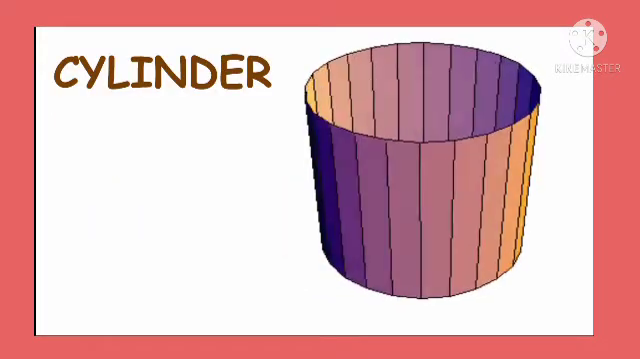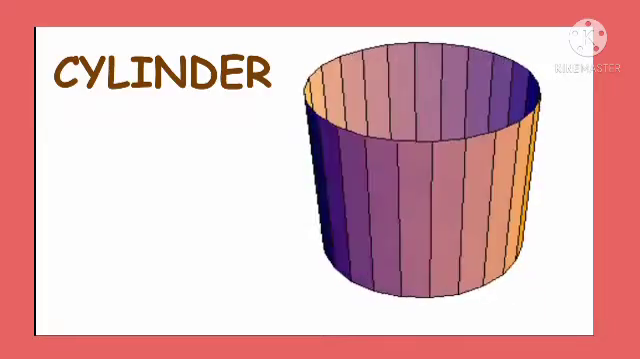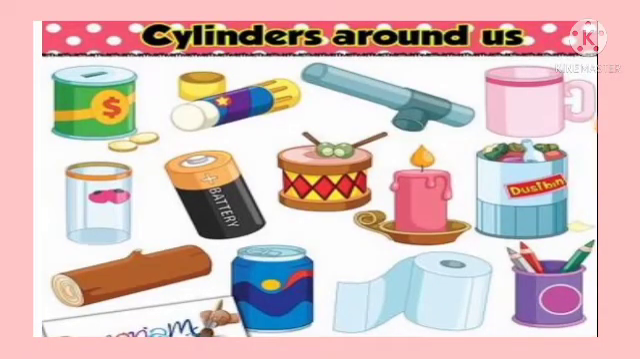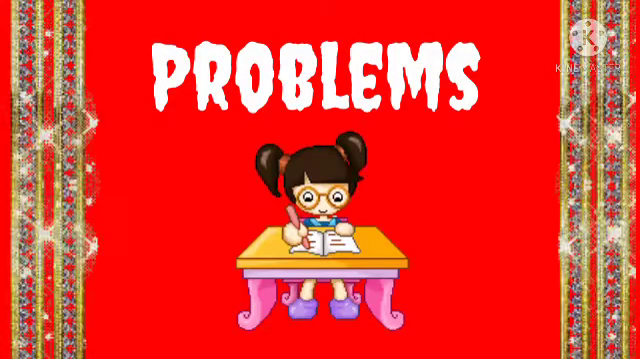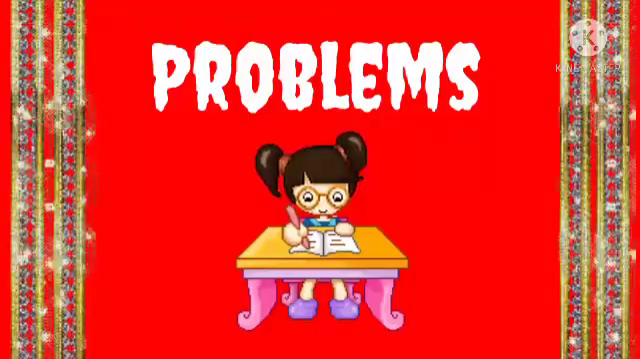Let us see the examples of cylinder. Straw, gas cylinder, pipe, battery, candle, cup, and some more examples of cylinders are given here. Children, I hope you are all clear about what is 3D shape and the properties of 3D shape. Now let us work out some problems.